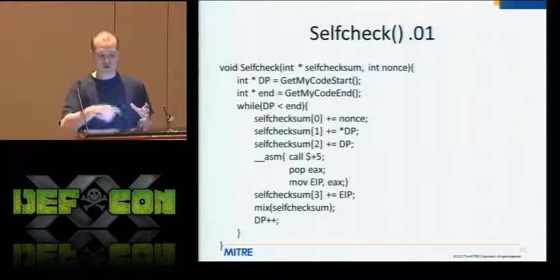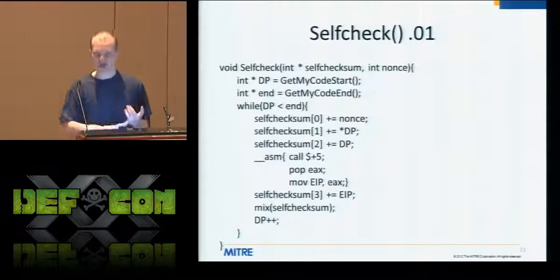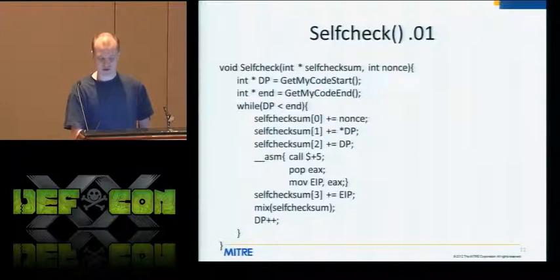inside of my while loop, I'm going to loop through and I'm going to just somehow incorporate the nonce that I got in the start, the star DP, that's the dereferenced data pointer, that's my actual 4 bytes of code, the data pointer itself. I'm going to calculate the EIP using the typical assembly mechanism of just calling 0 bytes ahead and then popping the return address off the stack, which gives me my current EIP, and then going to mix that in as well.